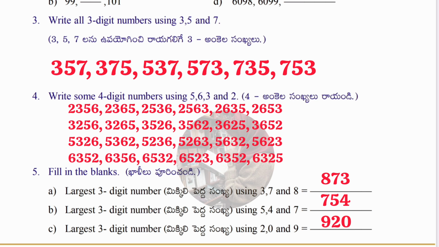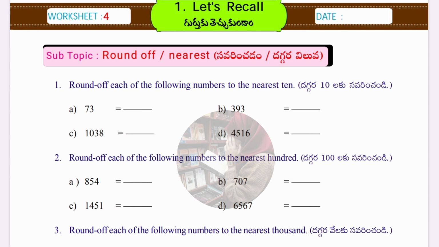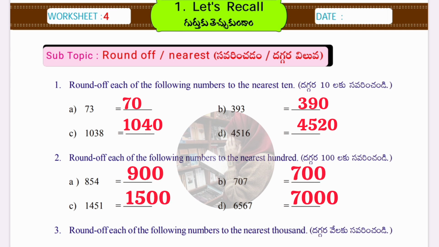So 754 is the largest number. Likewise, the third one, 920, is the largest number. Now we'll move to worksheet number 4. Here the topic is round off, which means nearest number. Let's see the first Roman. Round off each of the following numbers to the nearest 10.